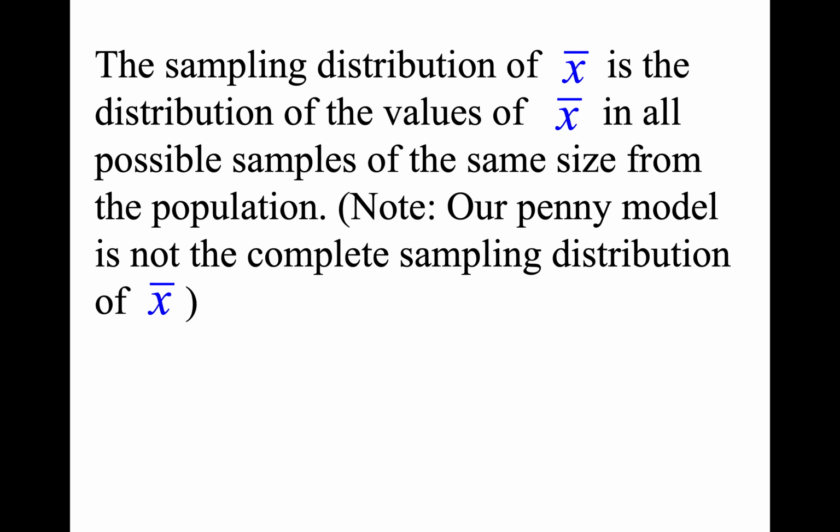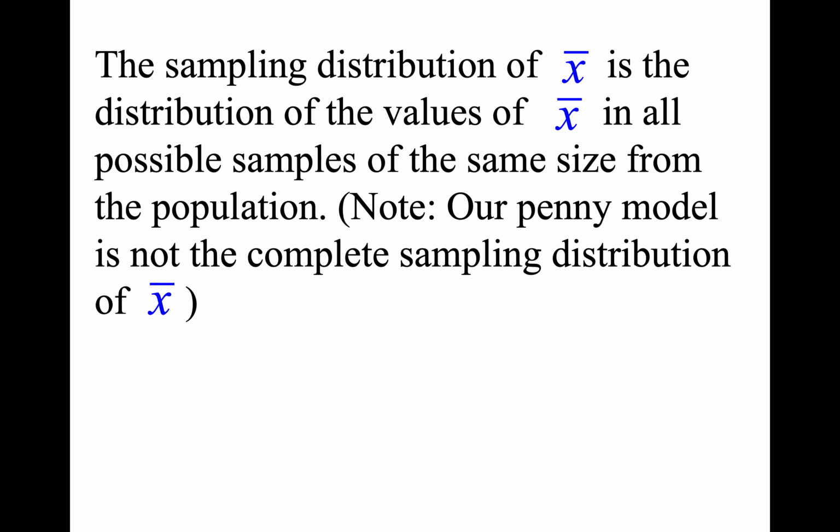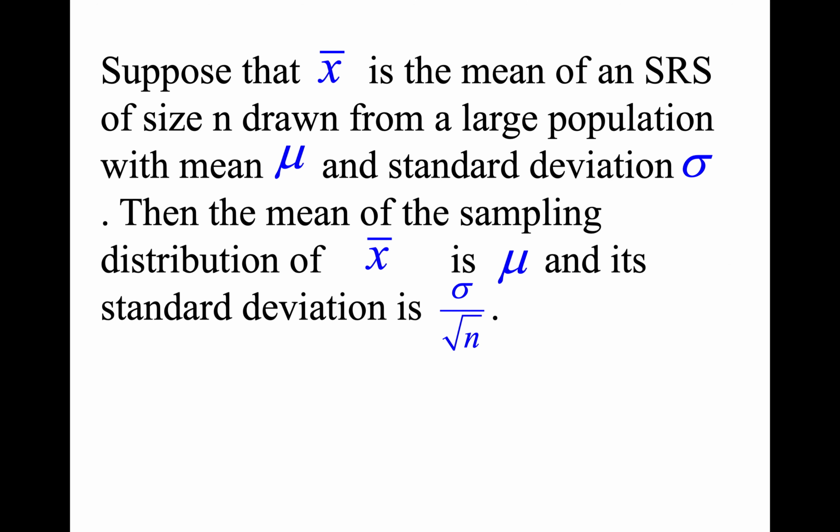Okay, that looks better. So the sampling distribution of X bar is the distribution of the values of X bar in all possible samples of the same size from the population. And the penny model I did is not the complete sampling distribution. You would have to take all the possible samples of size 5 from all the pennies in circulation, and we didn't do that. So we only had a little partial sampling distribution of X bar. Keep that in mind. That's why the numbers didn't work out so perfectly.